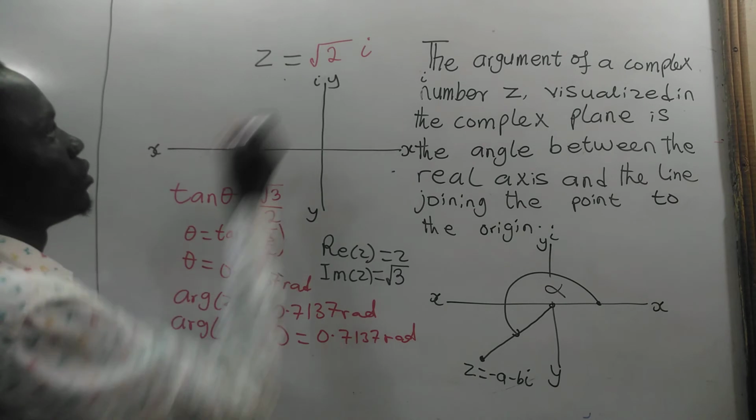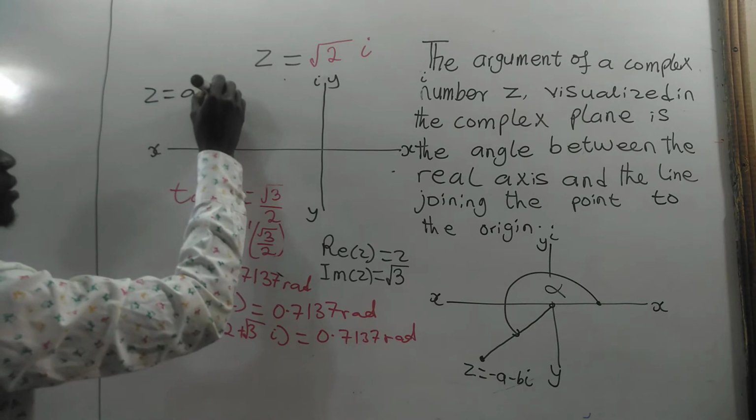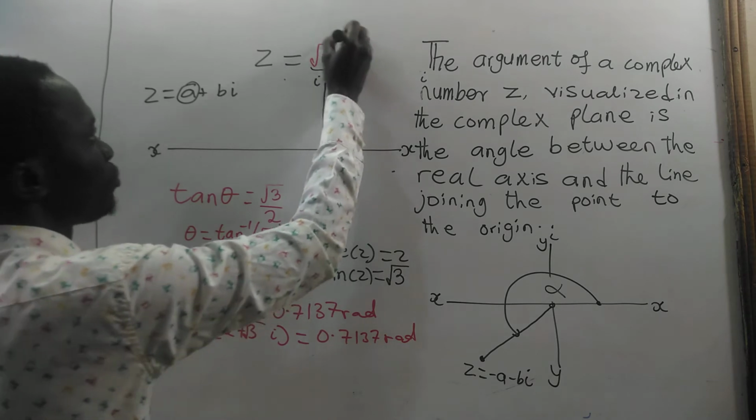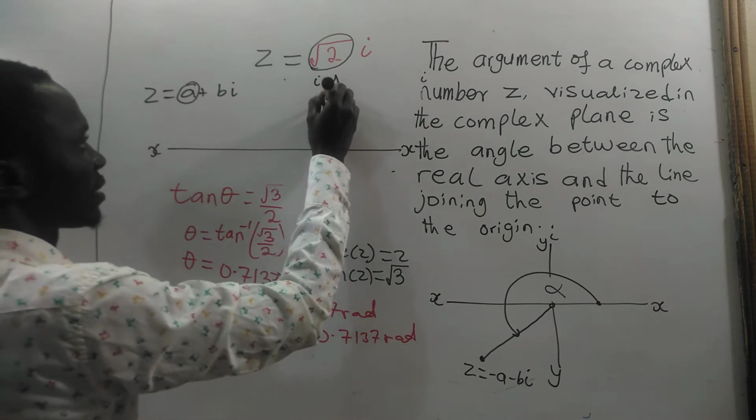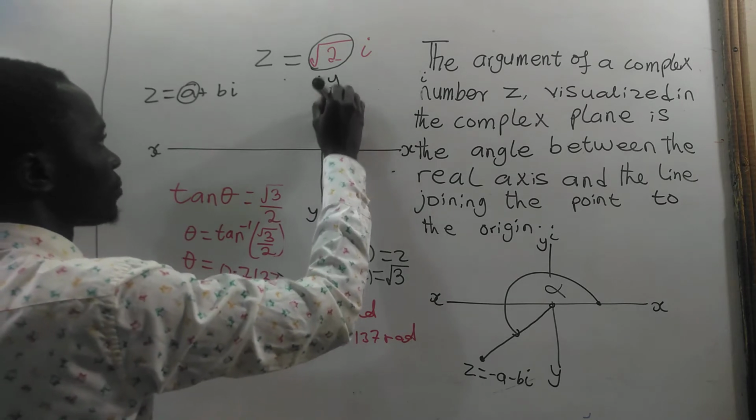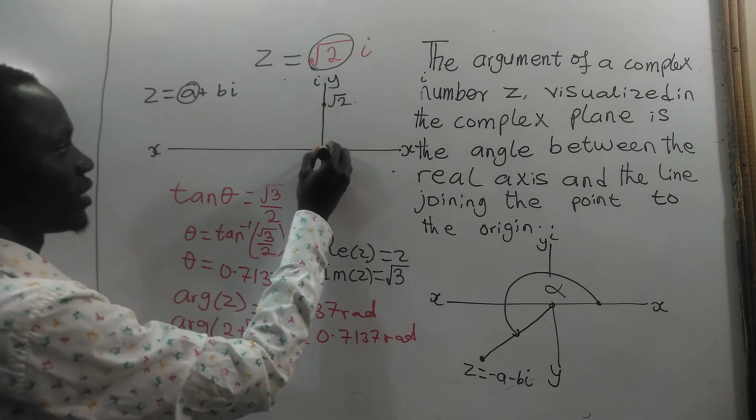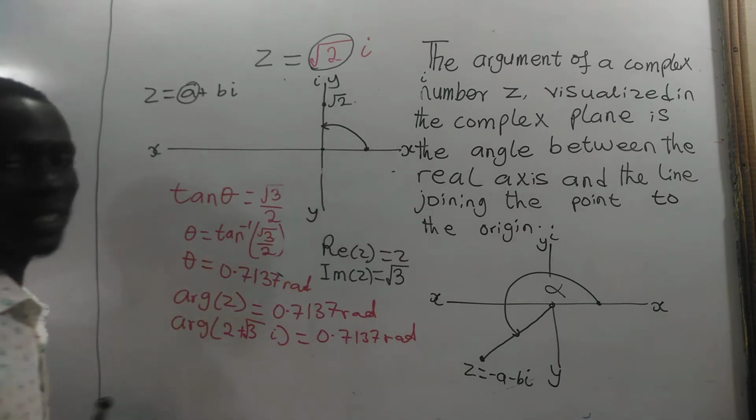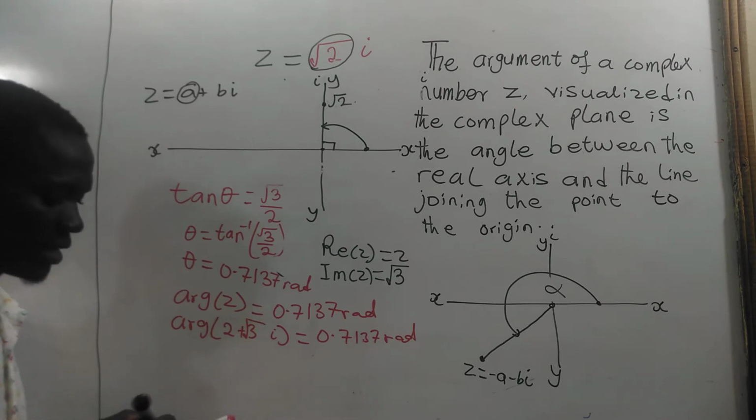Now, we have z equal to root 2i. If you compare this to z equal to a plus bi, then the real part is 0 and the imaginary part is positive root 2. So this is the positive imaginary part, and z at this point is root 2. So we put root 2 here. This is the line joining the origin and the point. We measure from the positive real axis to the line. And what is the angle here? The angle here is 90 degrees.